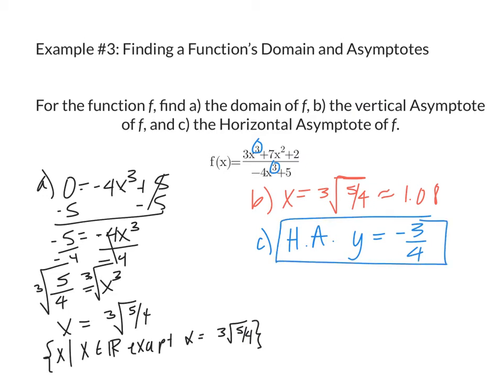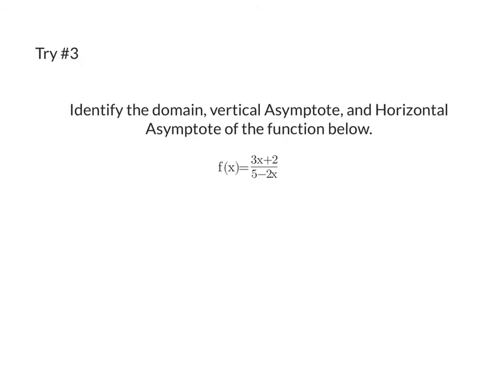All right, let's take a look at our next one. In try 3, we need to identify the domain, vertical asymptote, and horizontal asymptote of the function below.